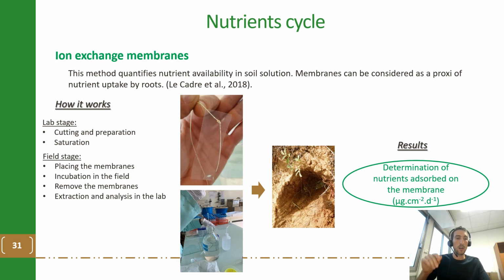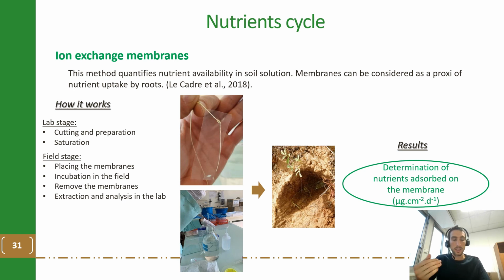The second indicator of the nutrient cycle is the ion exchange membrane. By incubating the membrane in the field for a few days, this method measures the ions present in the soil solution. Ultimately, the indicator gives us a proxy for the ions available to plants. They mimic the action of the roots.